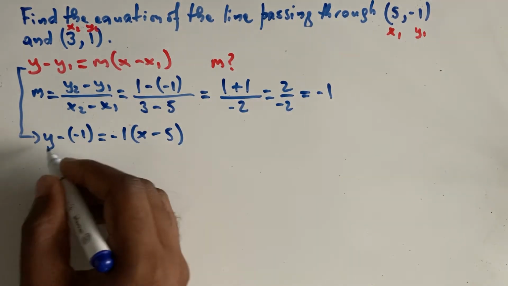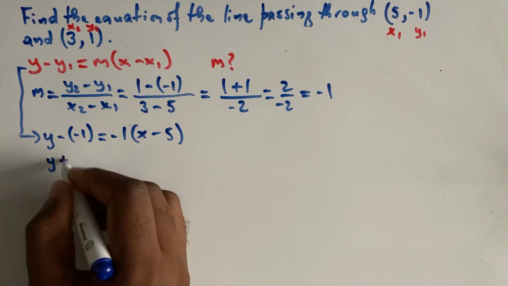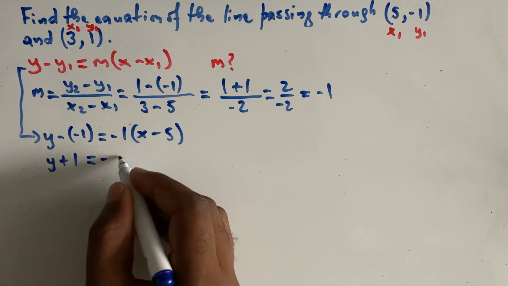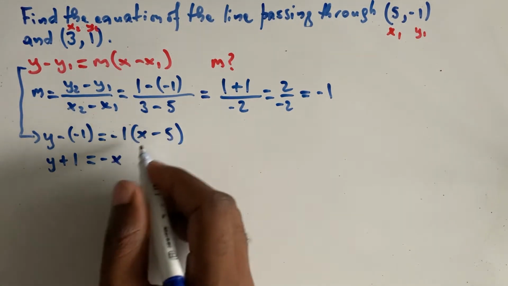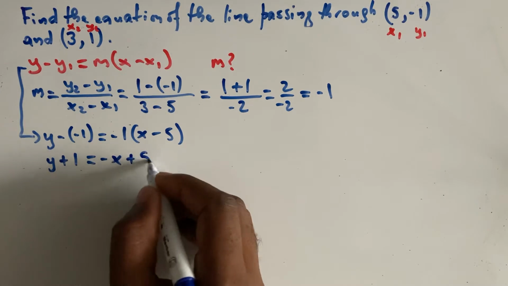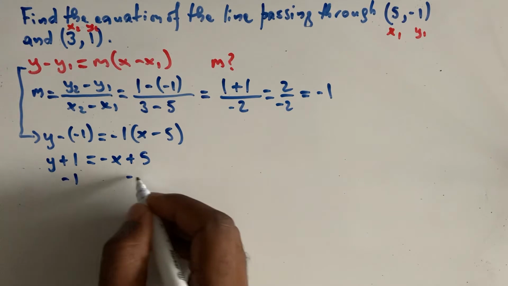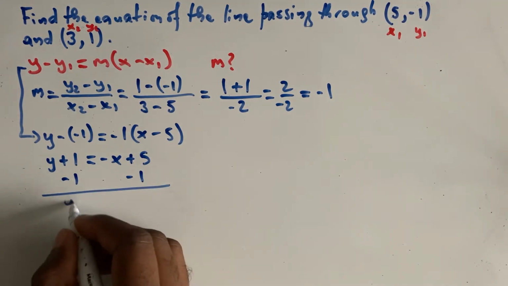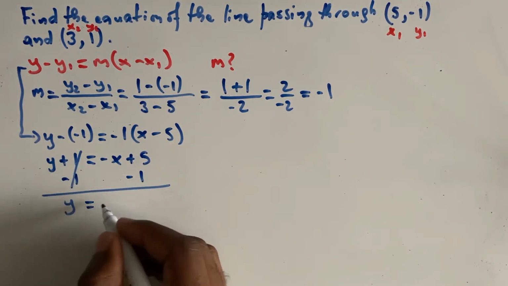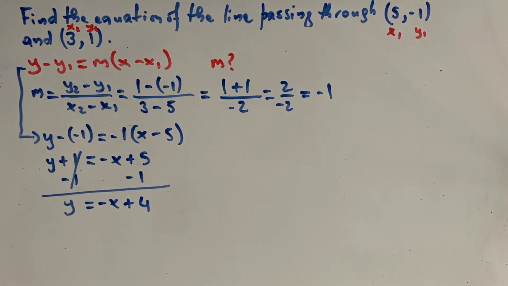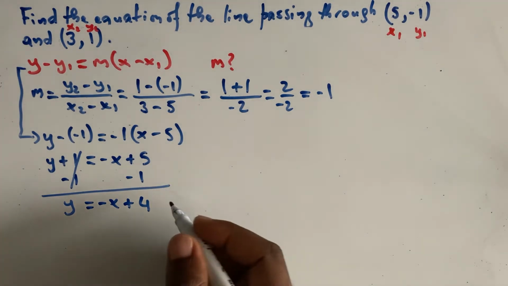Then we do the math. Y plus 1 equals, we distribute here, negative 1 times x, which is negative x, and negative 1 times negative 5, positive 5. Then solving for y, we'll subtract 1 from both sides, and the 1s cancel. Y equals negative x plus 4, because that's 5 minus 1. This is the equation of the line in slope-intercept form.